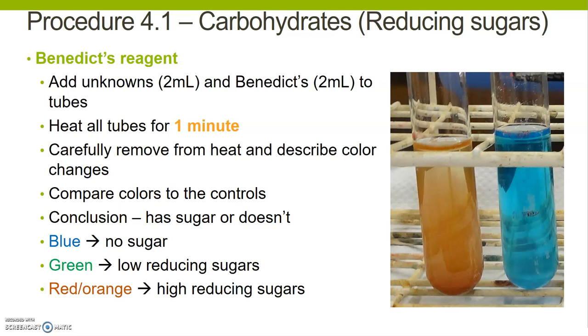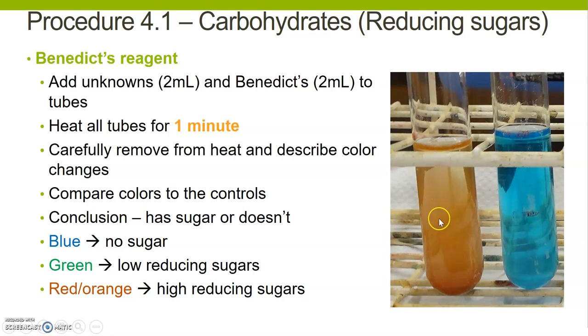To give you an idea of what this will look like, and yours might look different because there might be more or less sugar, these are the two controls. The first one is orangish, sometimes turning a rusty orangey color. This is a positive reaction for the Benedict solution. The blue is a negative because the Benedict solution is actually blue, so this means there's no sugar in the solution. This would mean there is sugar.